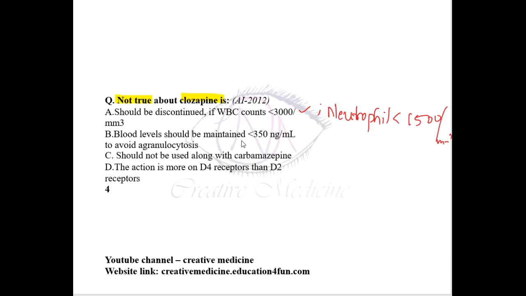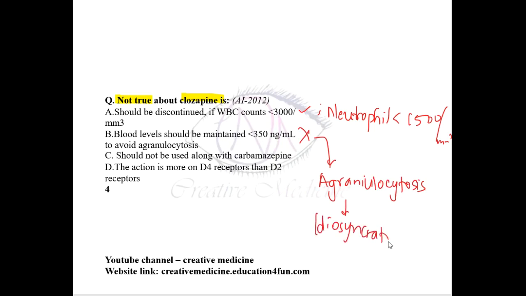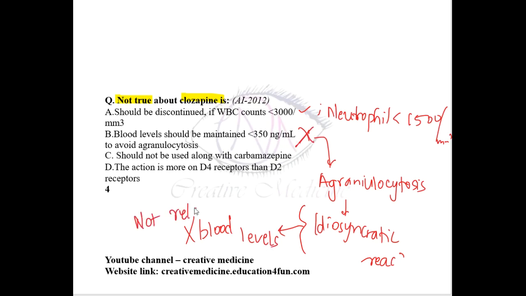Blood levels should be less than 350 nanogram per ml to avoid agranulocytosis. Remember, agranulocytosis is an idiosyncratic reaction. Idiosyncratic reaction means that this is not related to blood levels. So, blood levels need not be maintained.